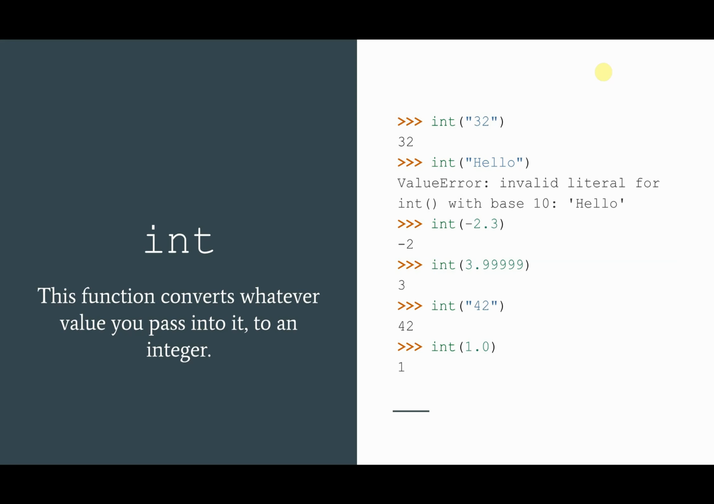The next one's a little weird. If you pass 3.9999 into the int function, you're going to get 3 back. The reason being, when Python converts a decimal number to a whole number, it cuts off all the decimal points. It doesn't round. It does something called truncation. It just chops off the decimal points. The next one, again, we just pass in the string containing the number 42, and that returns the integer 42. And then in the last one, 1.0, Python chops off that 0.0 and just leaves us with 1.